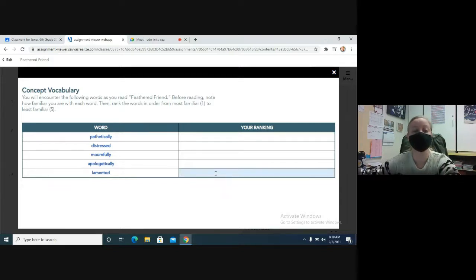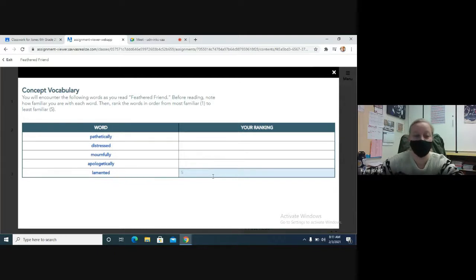Wait, can the word be the same number? It wants you to do a 1 through 5, not the same number on two of them. So if you don't know a couple of them, that's okay. Just put them in like your 3, 4, and 5. They seem kind of similar, so maybe do them as close numbers. So I'm just going to assume, I don't know if this is true or not, that most of you guys are going to say that lamented is one of the words that you do not know at all. So that would be a 5, because you just don't know what the word means at all.